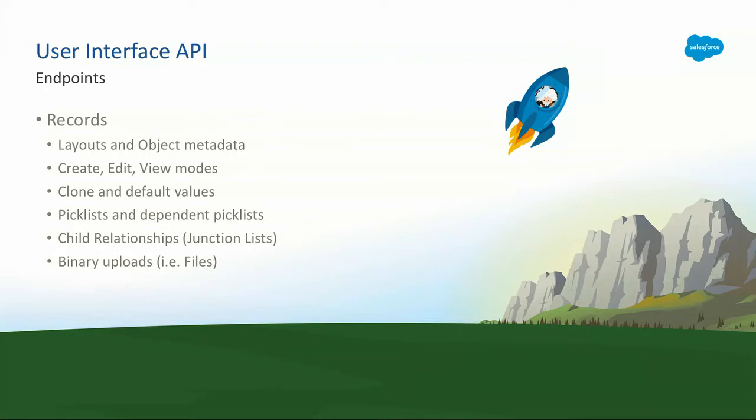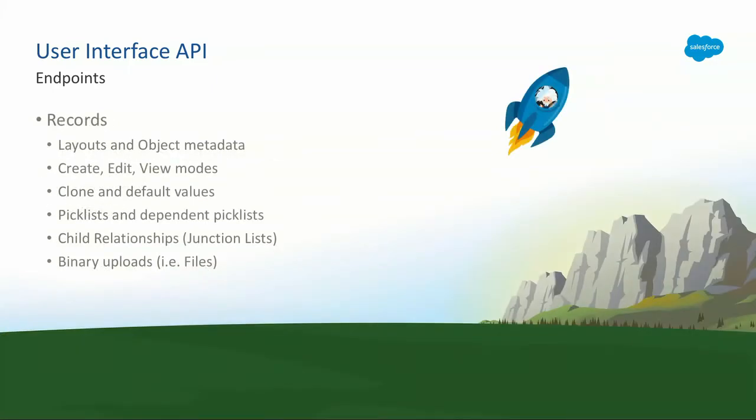Another big one is pick lists with dependent pick lists. Before, that used to be kind of a hassle, trying to find out what that should look like. But with the user interface API, those all come through as a dependency tree, and you can actually use those in your UI out of the box. It's pretty easy.